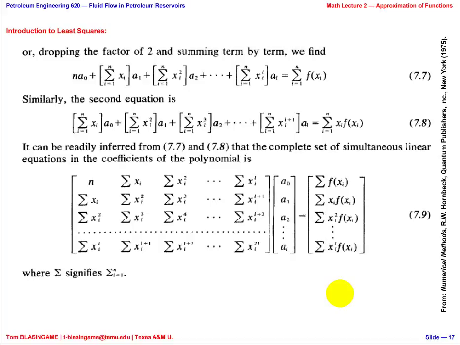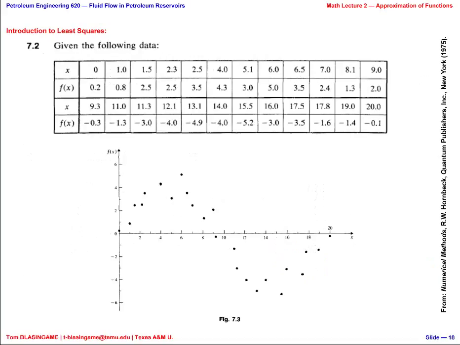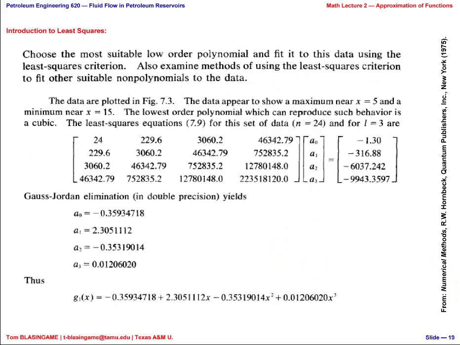You don't want to call this linear least squares because it confuses people with a straight line, but this is a linear system of equations that is simply solved by reducing this matrix C and solving for the A coefficients. And so here's the data again, and here's the setup, and then they go ahead and use Gauss-Jordan elimination and solve for these coefficients.